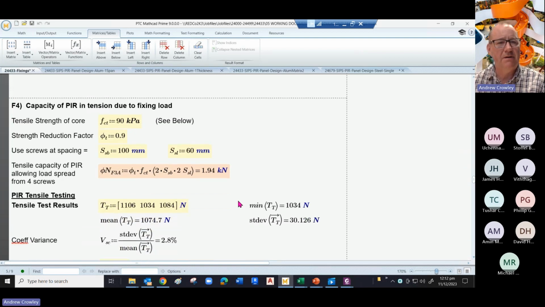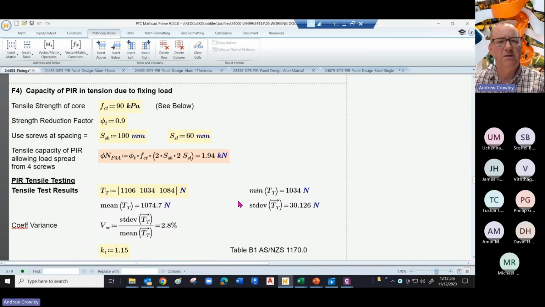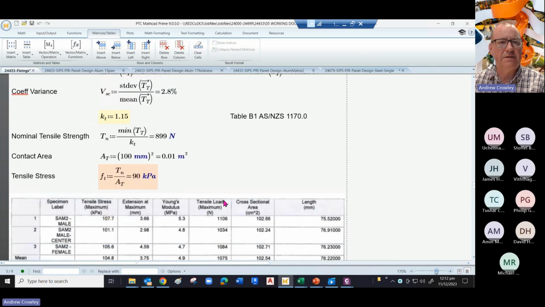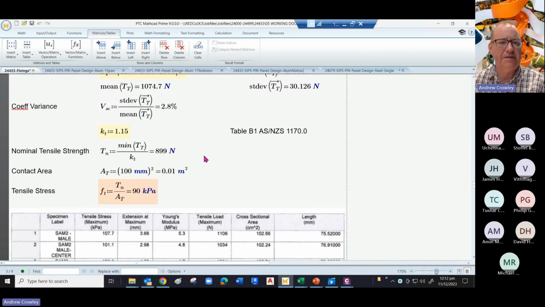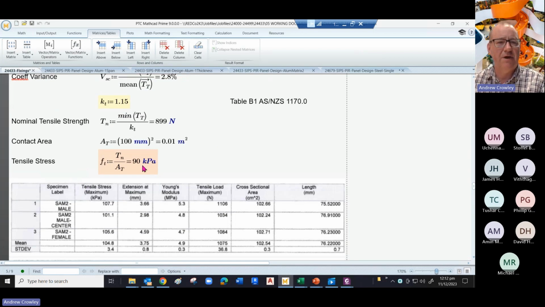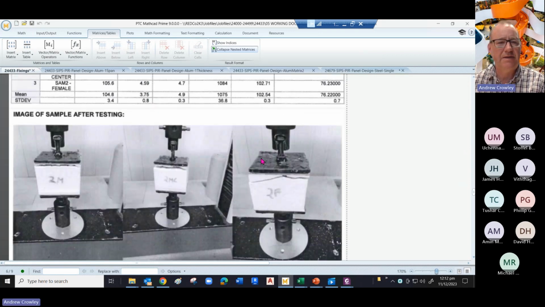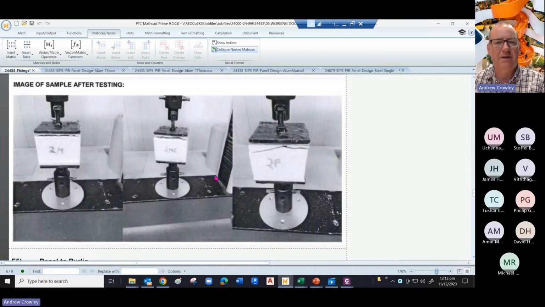Looking at the PIR, again, there was some testing done on the strength of PIR in tension, and normally we will try to avoid tension in the PIR. So the test results are here. They just did 3 test results. Again, the coefficient of variation is quite small because the test results are all quite close together. And that gives us a nominal tensile capacity of 899 newtons. Because the contact area was 100 by 100, we end up with a tensile stress of 90 kPa. That's what we've used. And this is a look at the test rig of these PIR samples.